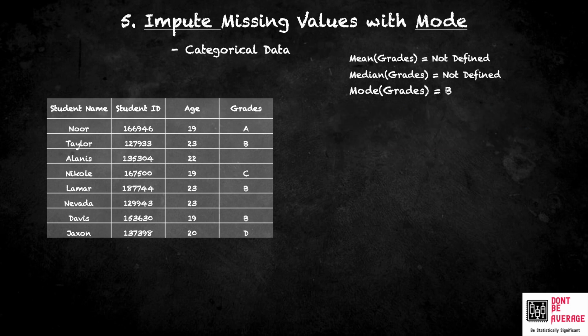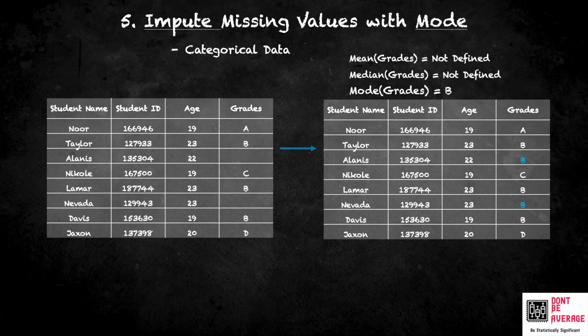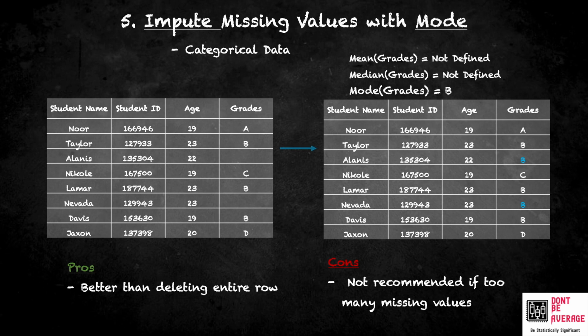So here the mode of all the grades is B. So we are imputing the missing values for third and sixth row with this grade, which is B. Mode means the value which is more repetitive. So there's a high chance that the true data will also represent something like this. It is better than deleting the entire row and entire column, of course, but it is not recommended if there are too many missing values. If there are too many missing values, then probably the values that are existing are not going to represent the actual data in a very accurate manner.